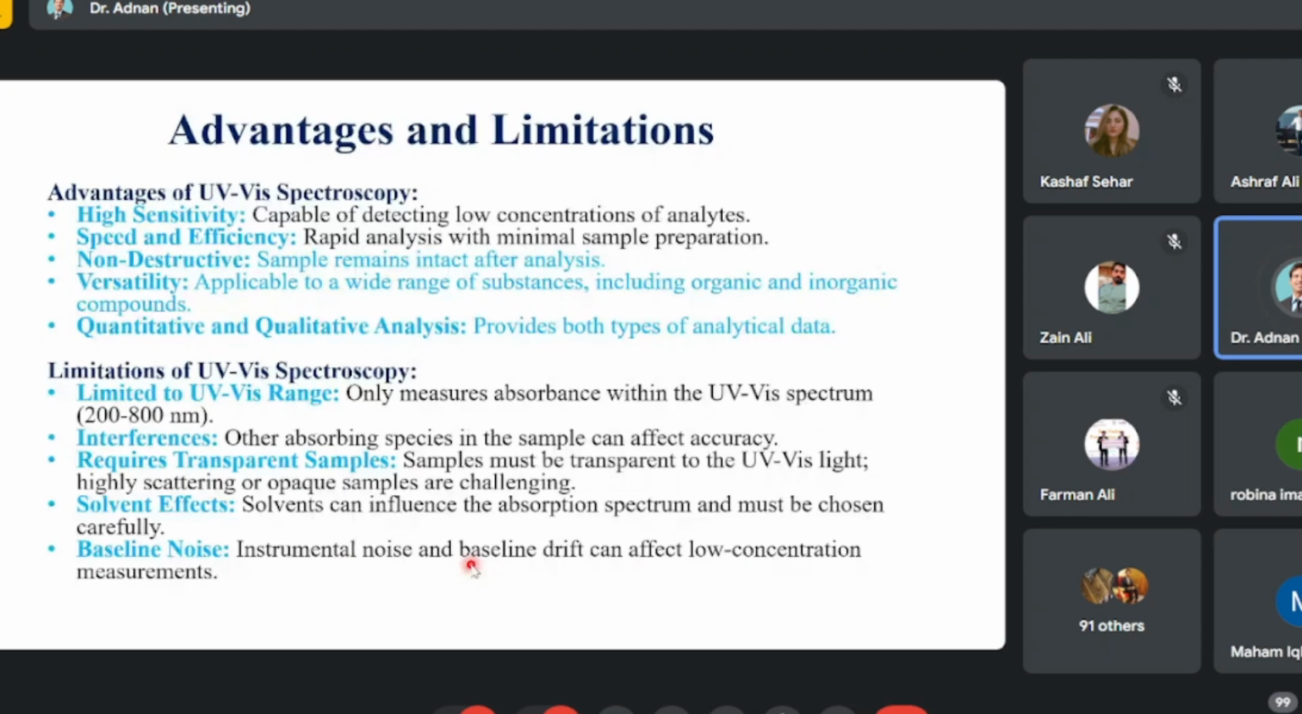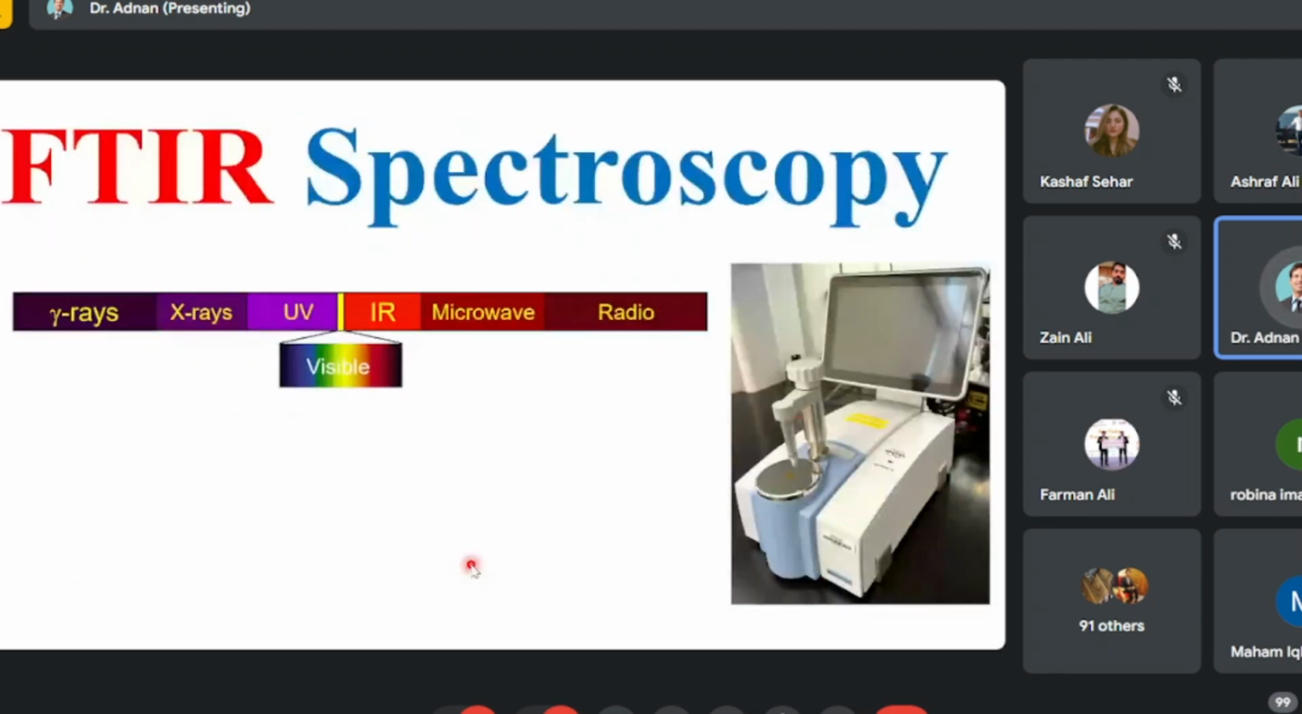The next one is FTIR spectroscopy. So FTIR is after UV visible range, IR.